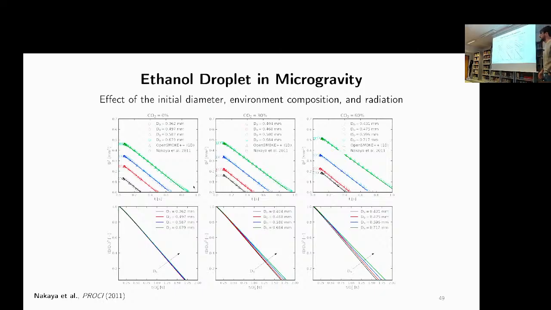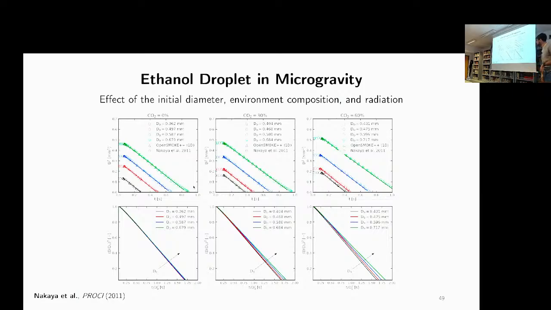Let's try to study another test case, which is the combustion of an ethanol droplet, always in microgravity condition, but with a peculiarity, with an initial amount of CO2 in the atmosphere. So in this case, we have 0% CO2 initially present in the atmosphere, 30%, and 60% in the last case. We studied different droplets with different initial diameters from 0.36 millimeters to 0.71. You can see from this plot that we have an excellent agreement with experiment, okay, but you can also say, but these slopes are always the same, essentially.